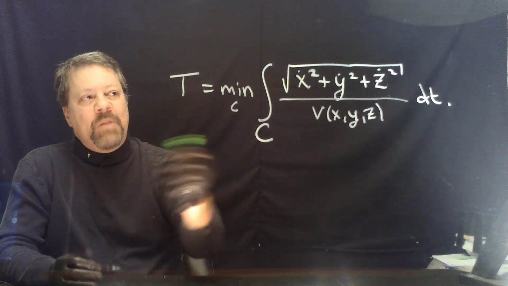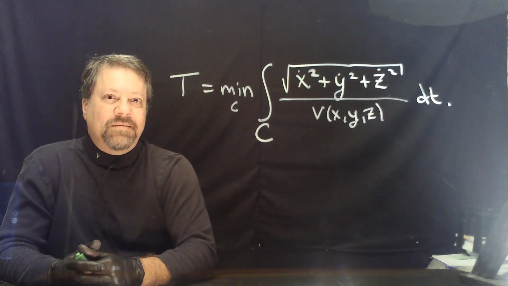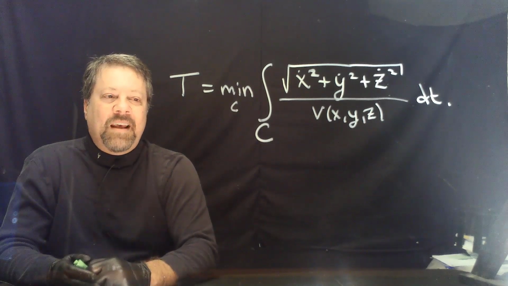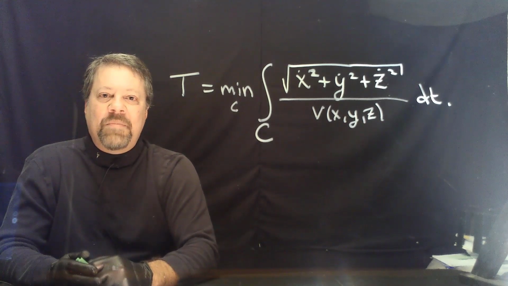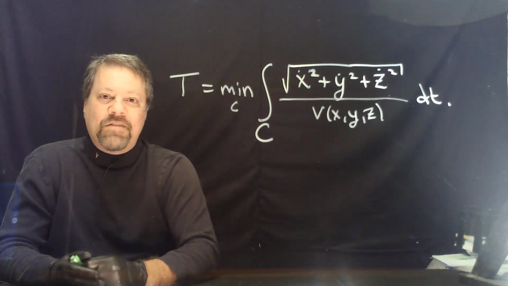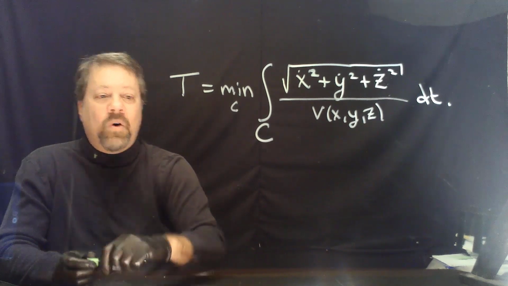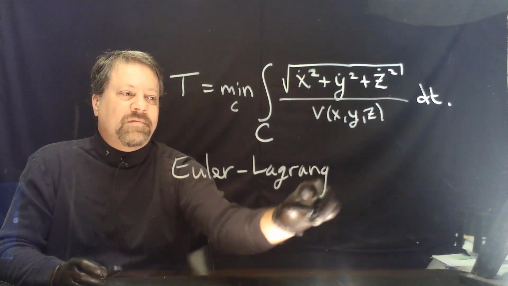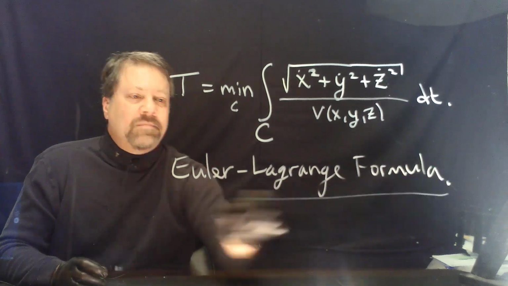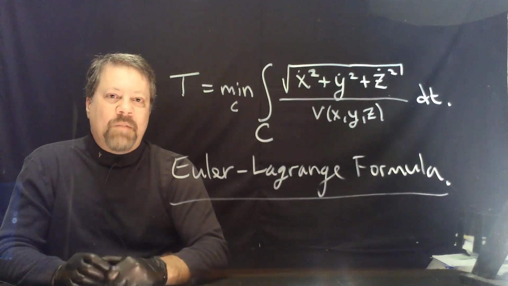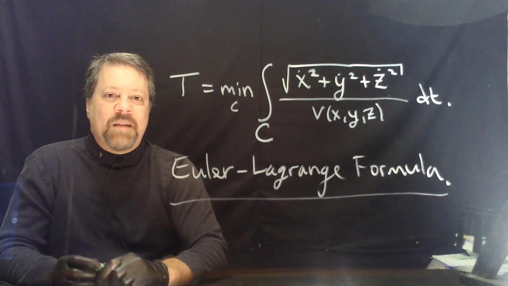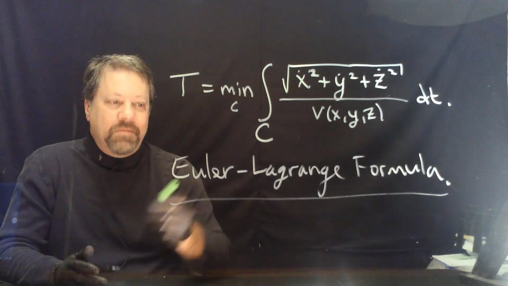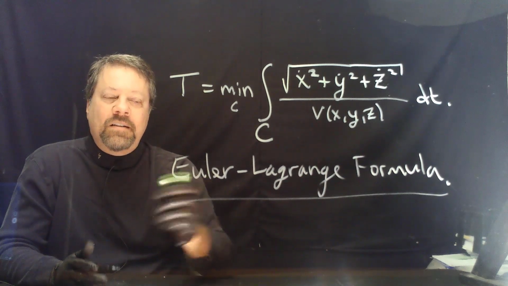How do we minimize such an integral? There's a famous theorem, an equation, that results from an analysis of these sorts of problems. It's called the Euler-Lagrange formula. So to solve this problem for the path that gives you the minimum transit time, we'll need to take a look at the derivation of the Euler-Lagrange formula.